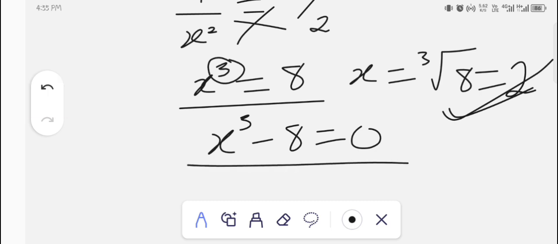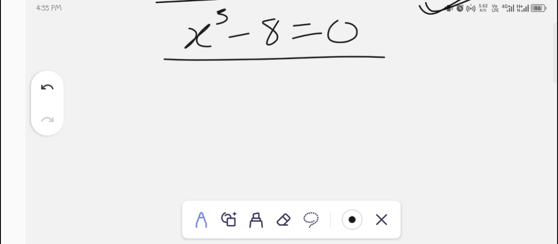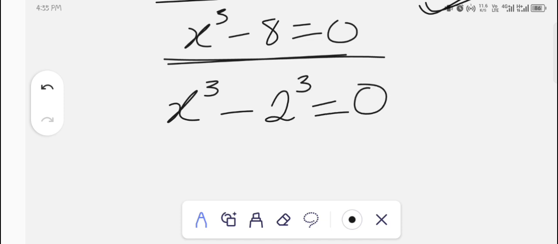Let's do this together. Of course, x cubed minus 8 equal to 0. I can rewrite this to be equal to what? x cubed minus 2 raised to the power of 3 to be equal to 0. I have done no change here. I've only rewritten this equation. Does this make sense to us?